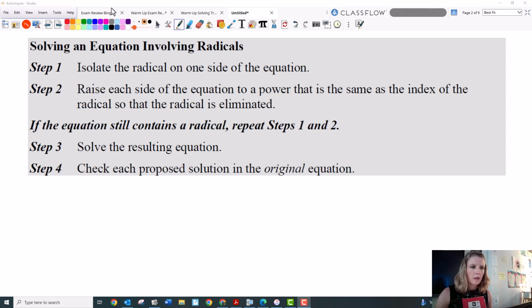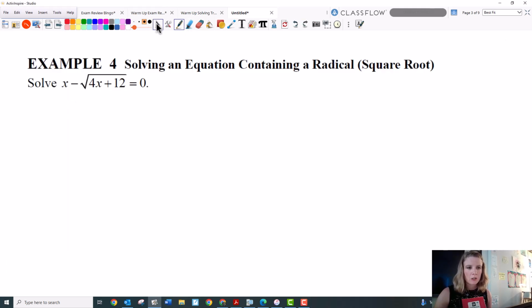Hello again. Today we're going to talk about solving equations involving radicals. There's my steps. I'm just going to jump right in. Okay, so when you're solving an equation involving a square root, we get the square root by itself. So I'm just going to move the square root of 4x plus 12 to the other side.